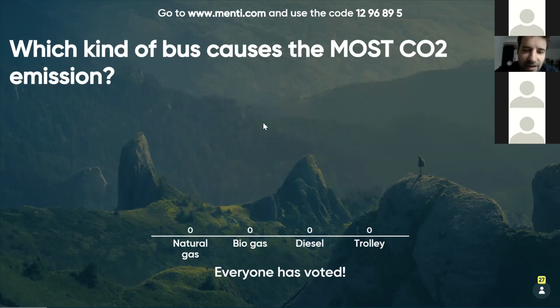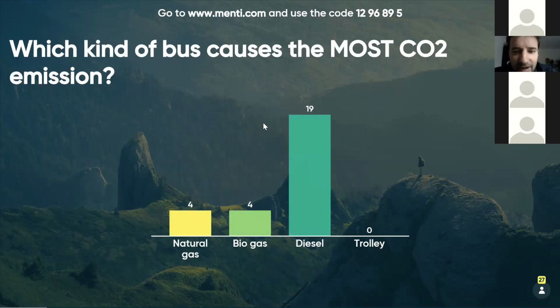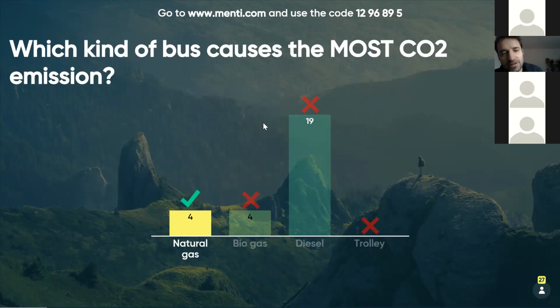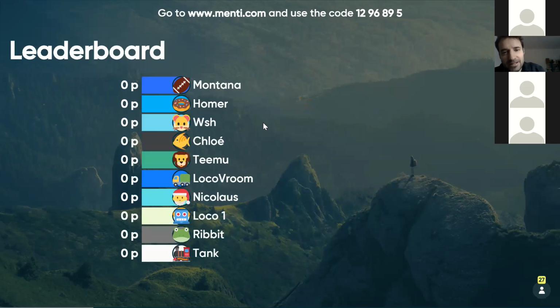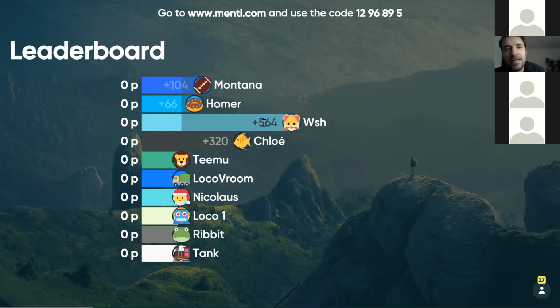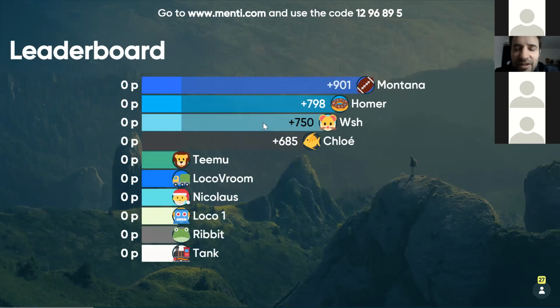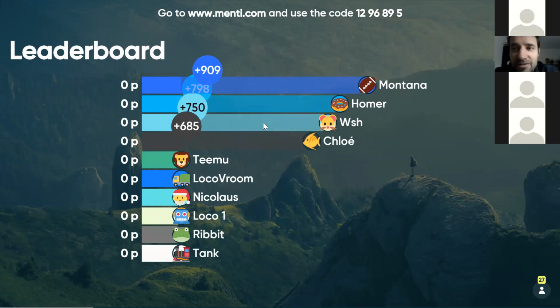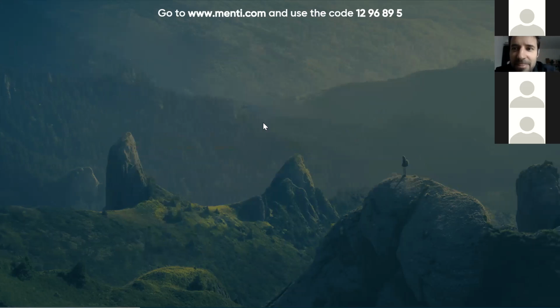This came out of the LCA analysis. It was actually the natural gas bus. If you remember the slide, natural gas has a slightly higher consumption, so that is why the carbon footprint of the natural gas bus is higher. But biogas is of course a lot better because biogas is carbon neutral. So there's a difference between natural gas and biogas.